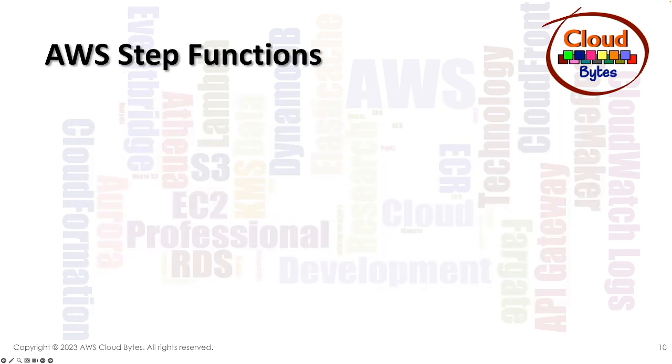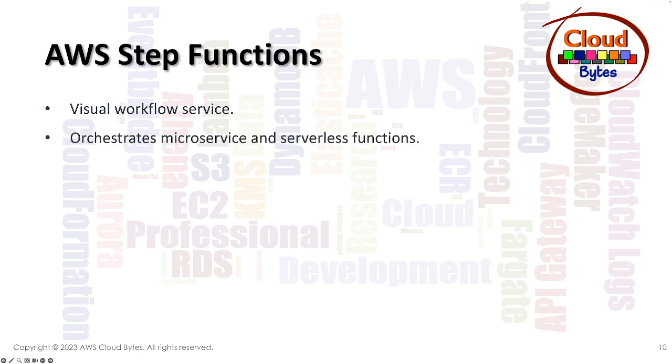next slide, let's talk about Step Functions at a high level. Step Functions is a visual workflow service that allows you to perform orchestration. And this orchestration can have a lot of steps in the flow, because as you can see, the name is Step Functions. You can have smaller tasks, and each task can be performed independently by a serverless function or a microservice. As we already talked about, it allows you to orchestrate microservices and serverless functions.